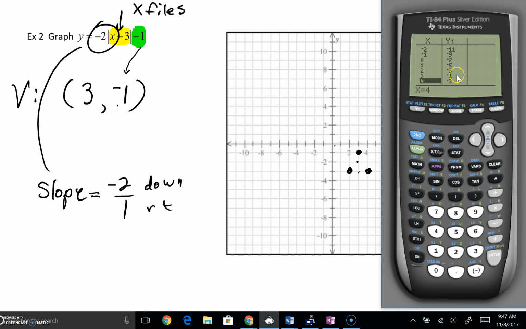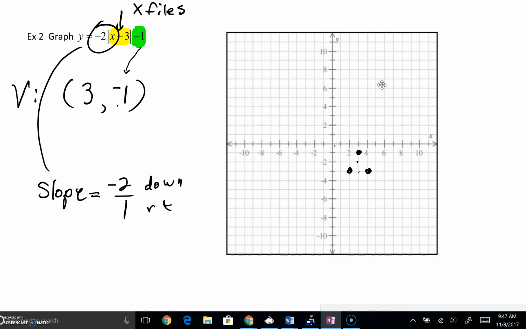You can also see this symmetry here. It looks like I should get 4, -3. That's exactly what I'm coming up with. I should get a 2, -3. That's exactly what I'm coming up with.